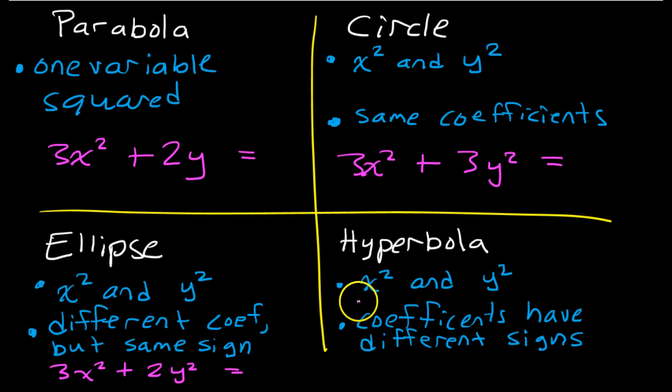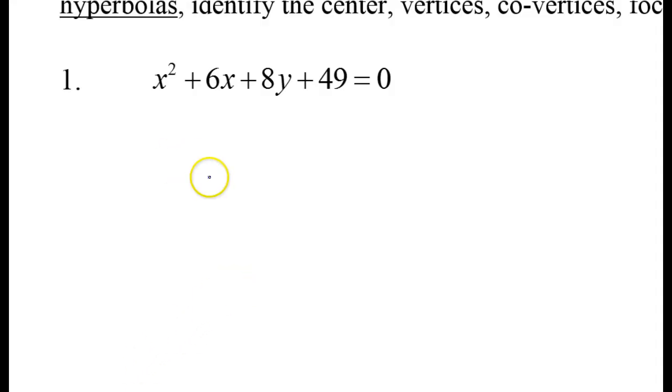So if the coefficients of the x squared and y squared have different signs, then it's going to be a hyperbola. For example, if I had 3x squared minus 2y squared, that would make this a hyperbola. Or if it was negative 3x squared and a positive 2y squared. If the signs are different, then that automatically makes it a hyperbola. So let's just start by going through and classifying each problem.